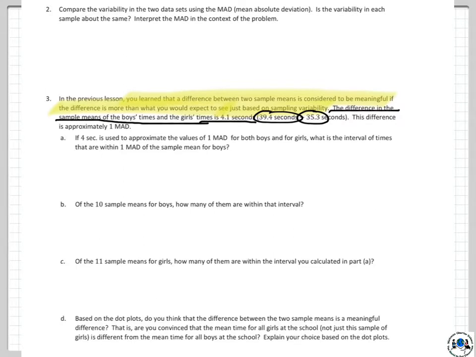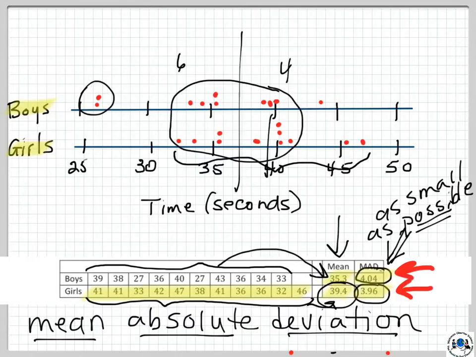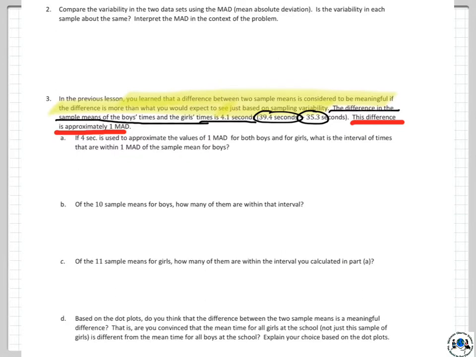Okay, so now they're getting to this MAD here. So this difference is approximately 1 MAD, or 1 mean absolute deviation. So that's where they're getting one of those from. All right, let's just go from there, and we'll see if we can understand their use of this MAD.